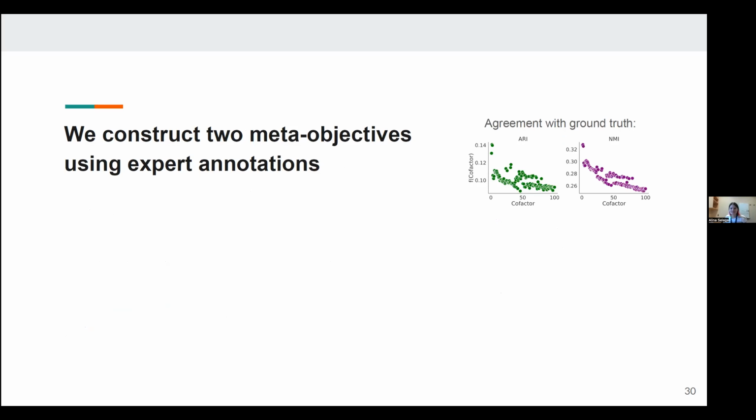Okay, so we also turn to expert annotations like everybody does. This data set does have expert annotations. Using those, we constructed 2 meta objectives, which measure the concordance between the expert annotations and the cluster labels that we get when we cluster our data in this unsupervised way. Here we use adjusted rand index and normalized mutual information. On the x-axis, you see different values of the cofactor, and on the y-axis is the concordance between the clustering obtained for that cofactor value and the expert annotations. You can see that the lower values of the cofactor, so we considered a range between 1 and 100, lower values around 1, 2, something like that, maximize both meta objectives.